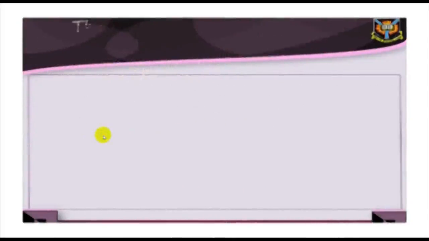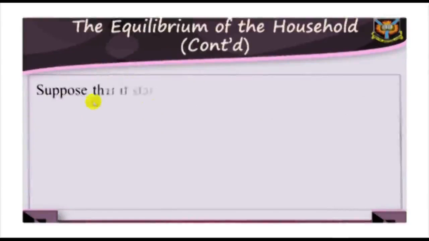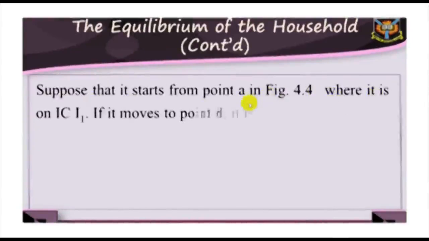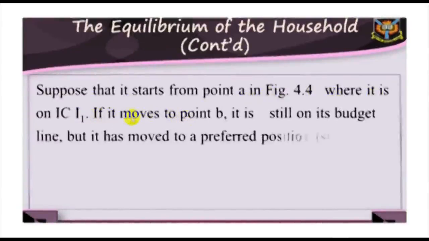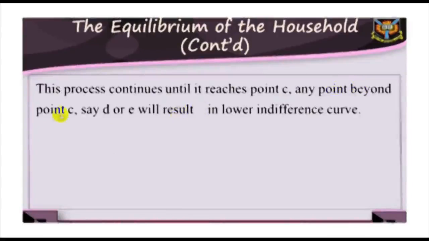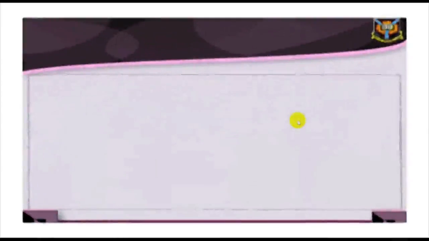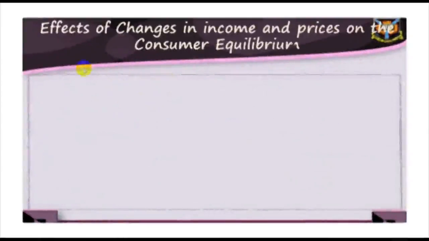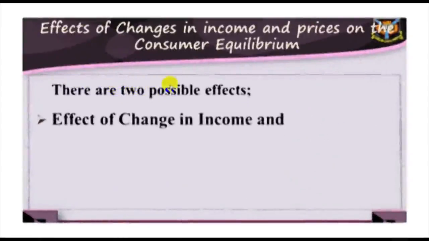Suppose that it starts from point A in figure 4.4, where it is on indifference curve 1. It moves to point B. It is on its budget line, but it has moved to a preferred position since I2 is greater than I1. This process continues until it reaches point C. Any point beyond C, say D or E, will result in a lower indifference curve. Thus, it could be seen that the household reaches its maximum satisfaction at point C.